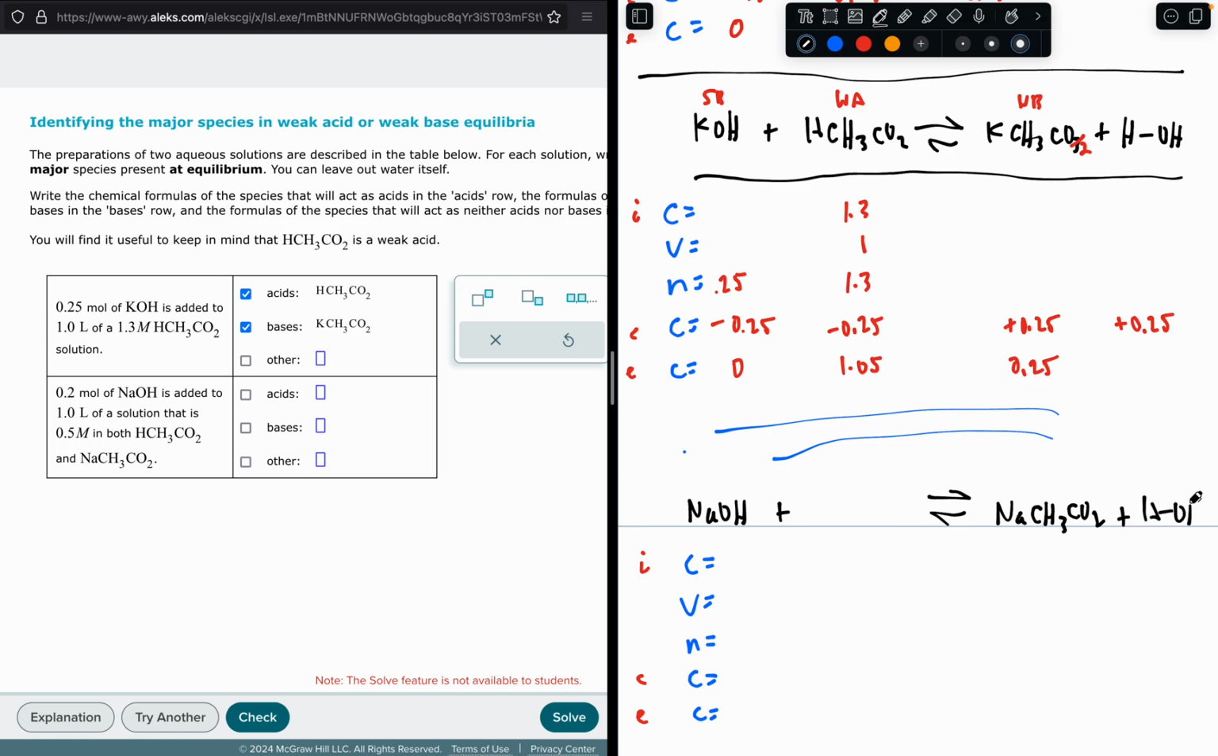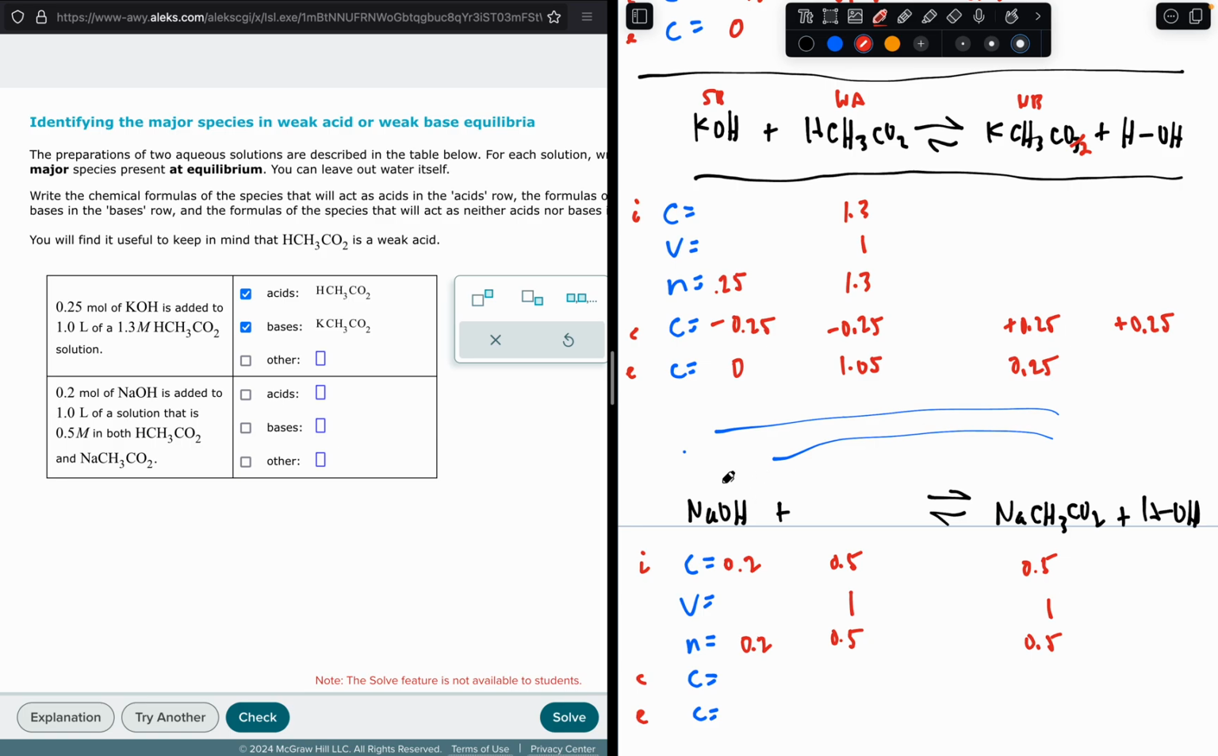Plus the water. Okay? So, 0.2 molar. Or 0.2 moles, sorry. Is added to 1 liter of this stuff over here of 0.5 molar in both. Gotcha. So it looks like there's 0.5 moles of both of these and 0.2 moles.